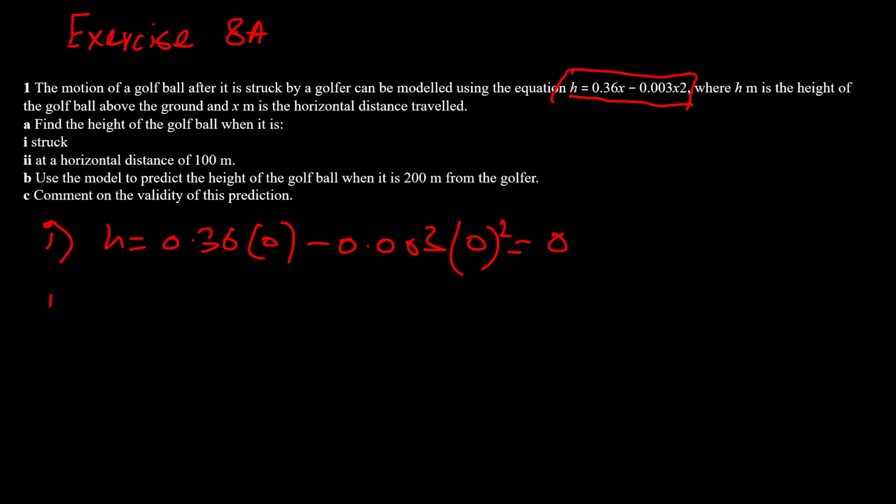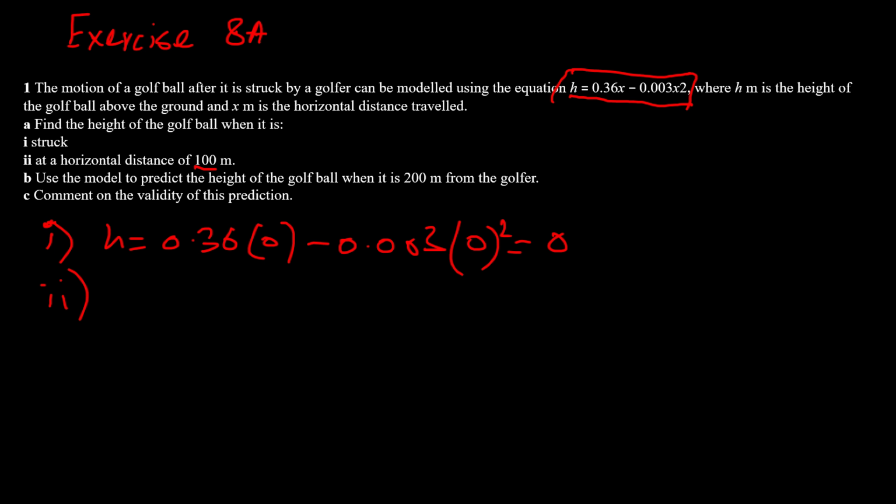The second part is to find the height of the golf ball when it is at a horizontal distance of 100 meters from the point of strike. To solve this, we have to replace x by 100 and we will get the height of the golf ball when it was 100 meters away in the horizontal direction from the point where it was struck.